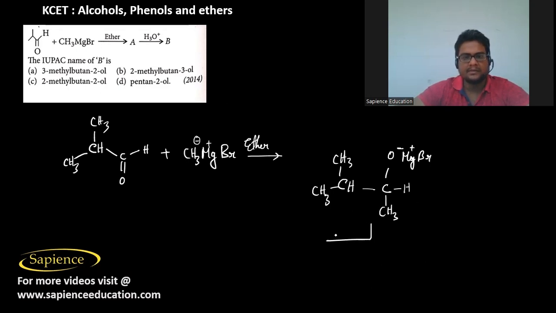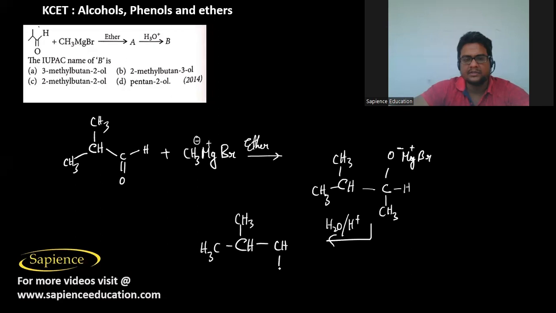Then in the presence of H3O plus, or H2O and H plus, it will give H plus here. The H plus ion will link with O minus, then it will form OH. So it will form CH3, CH, CH3, CH, CH3, and here OH, plus MgOHBr.